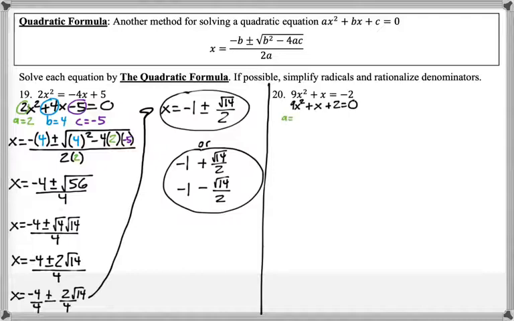So A is equal to 9. B is equal to 1 because there's an implied 1 there. And C is equal to 2. So now I'm ready to plug these into the quadratic formula.